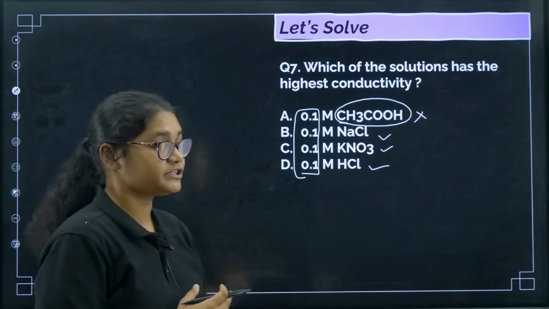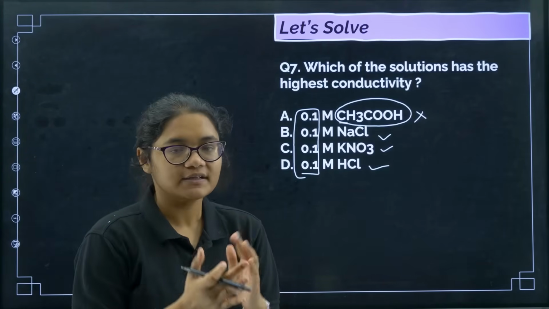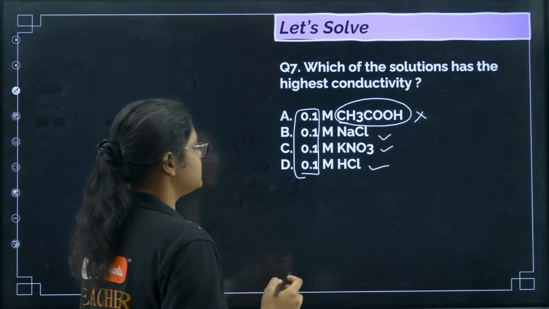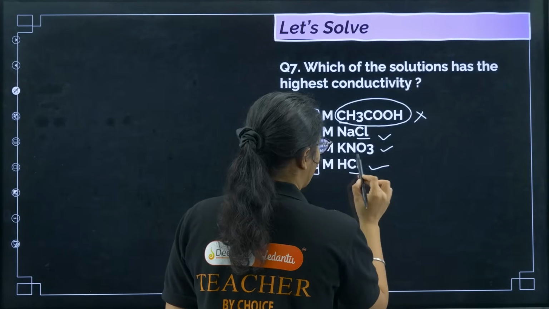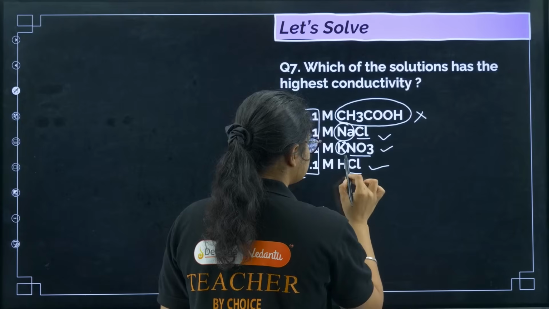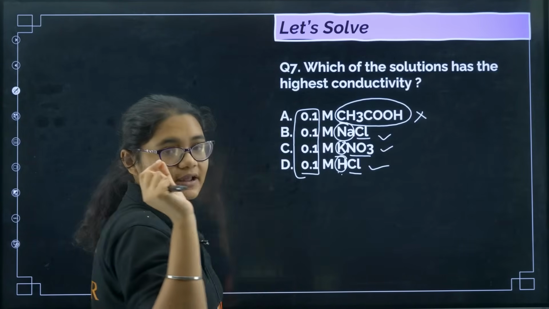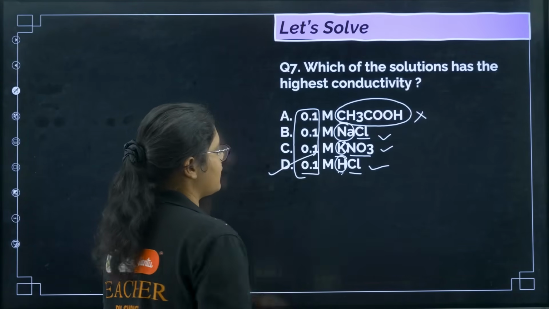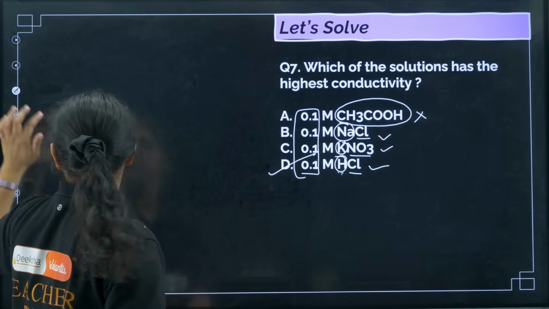The next factor that can affect conductivity is the size of the ions. The smaller the size of the ions, the more the conductivity. Here you can see we have Cl, Cl and NO3, and these are all big ions. Here, Na plus, K plus and H plus: H plus is very small, so it can conduct better. So the correct answer will be option D here.